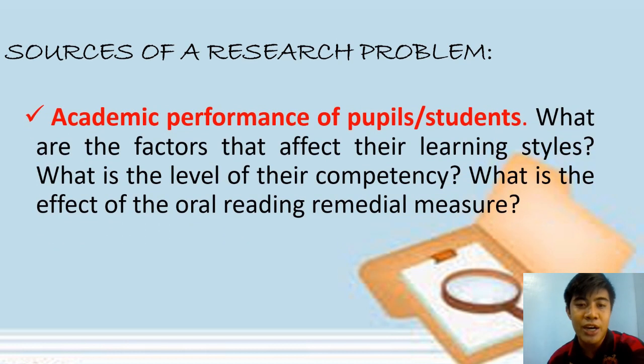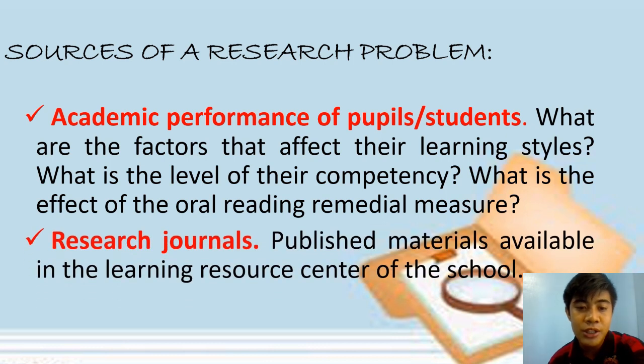Of course, we have academic performance of pupils or the students. So if you want to see the different factors that affect their learning styles, the level of competency, how good your students can perform for a specific task, and what is the effect of the oral reading remedial measure. And of course, research journals, these are the published materials available in the Learning Resource Center of the school, also known as your library.